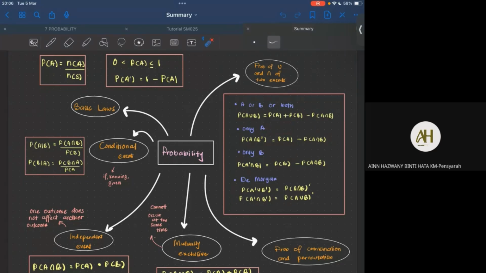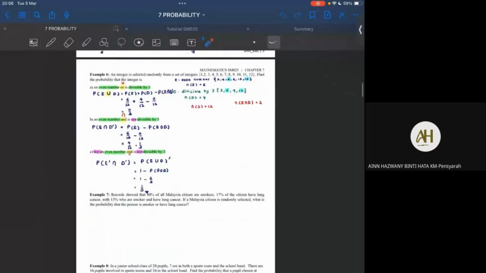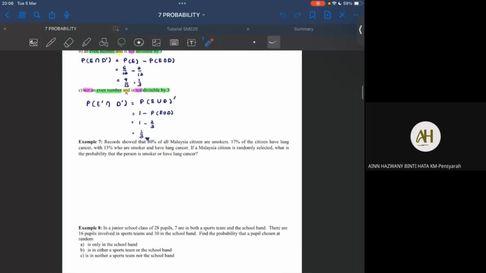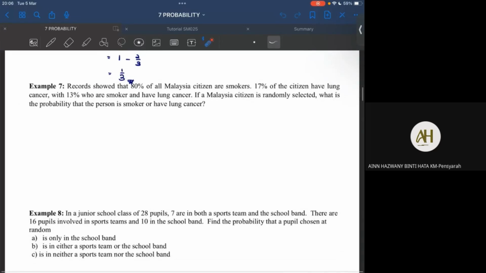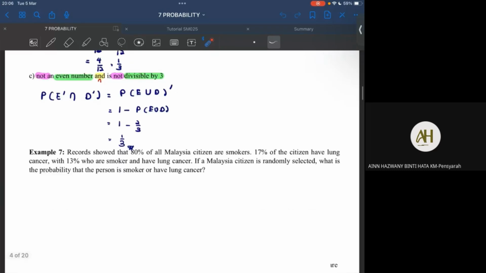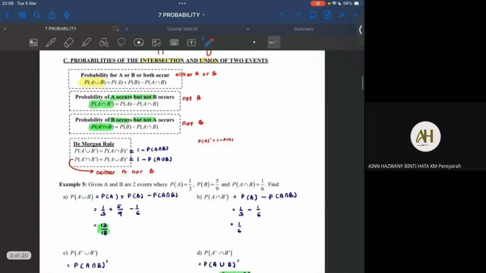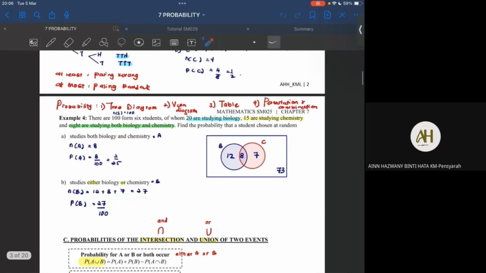So let's continue. Kita punya example 7. Okay, so daripada soalan kita kena wujudkan A union B ke, A intersect B ke, A intersect B prime ke, A prime intersect B prime ke. So daripada soalan kita kena wujudkan dia. So macam saya cakap, probability kita boleh representkan menggunakan 4 benda. Okay, 4 cara. Kita ada tree diagram, Venn diagram, table dan juga permutation and combination.